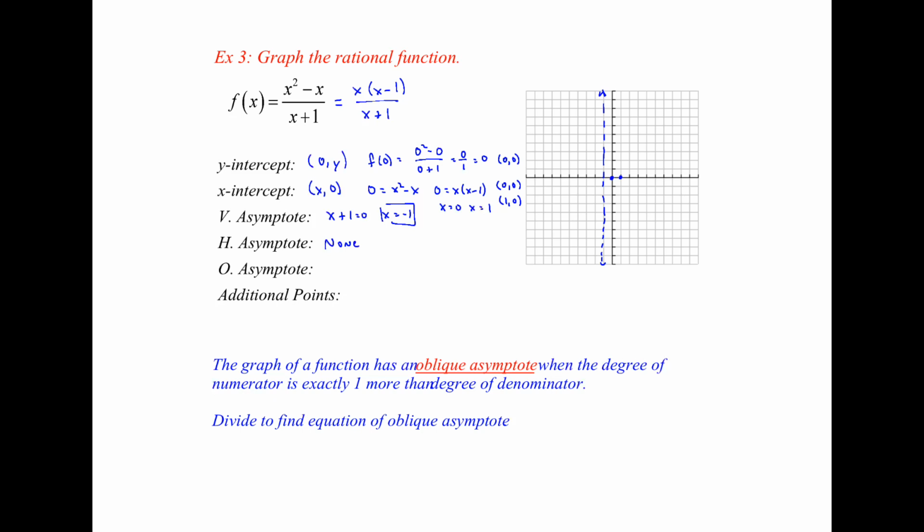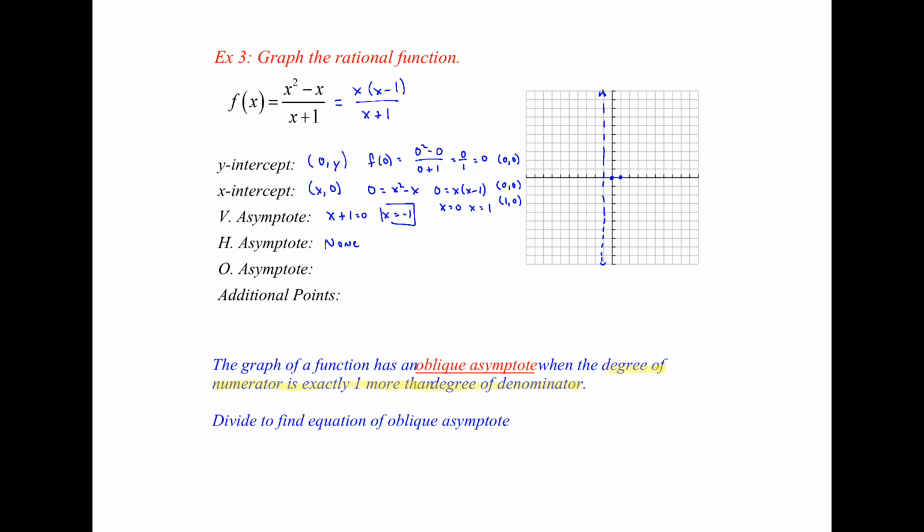So what is a slant or oblique asymptote? Well, it's still an asymptote. It's just not horizontal or vertical. It's basically going to be a diagonal asymptote. So the graph of a function has an oblique asymptote when the degree of the numerator is exactly 1 more than the degree of the denominator.